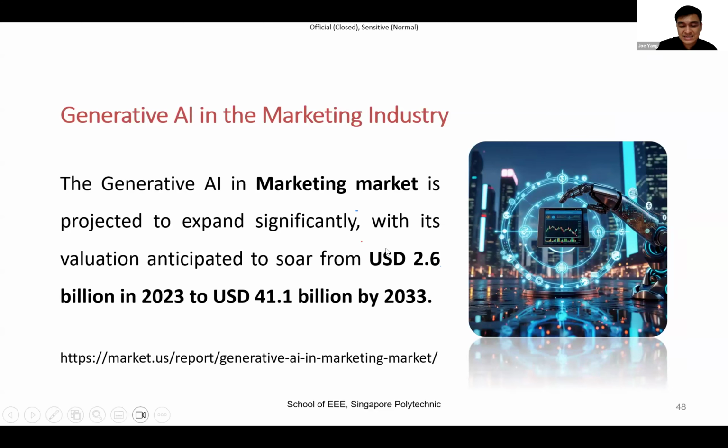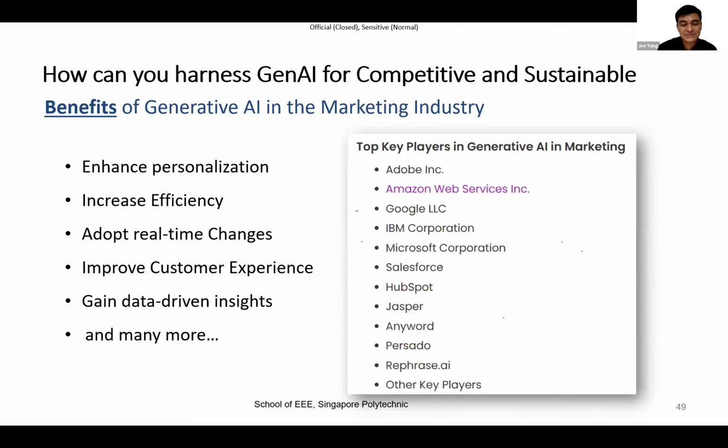Okay, so you can see there are some promising numbers. There will be 2.6 billion in 2023. It can rise to 41 billion by 2033. So from a marketing point of view, Gen AI will be very, very useful. Benefits for marketing industries are that the company can do user personalization so that users will feel happy. If the system can remember the user's date of birth, the user will be much happier, right? And increased efficiency, of course, adopting real-time changes, improving customer experience, and you can also gain insights and many more. This is from the marketing industries.